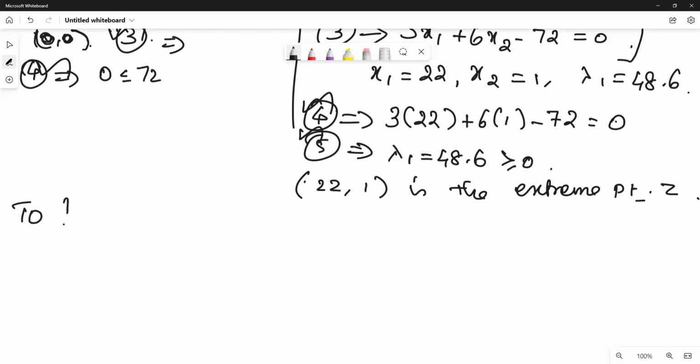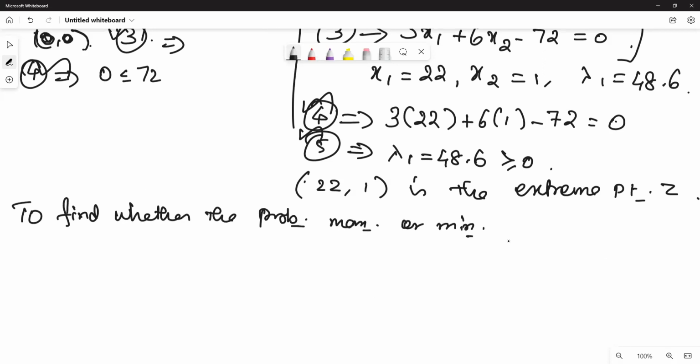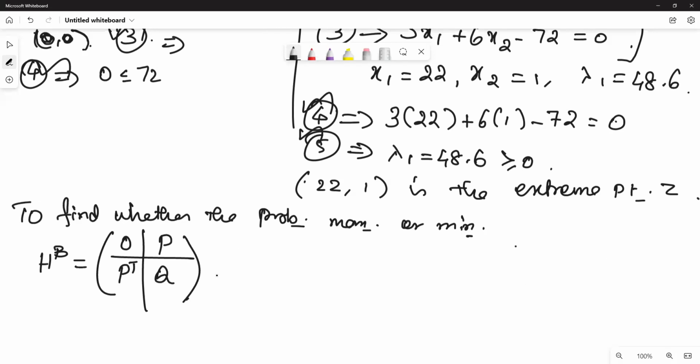To check this, to find whether the problem is maximization or minimization type, we have to construct HB, that is the bordered Hessian or bounded Hessian matrix. How it is defined: as the 0 matrix, P matrix, P transpose and Q. Okay. So a combination of all these. Let us see one by one what these are.